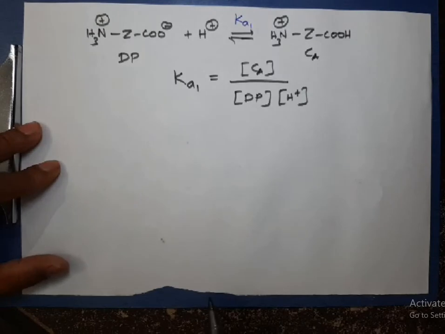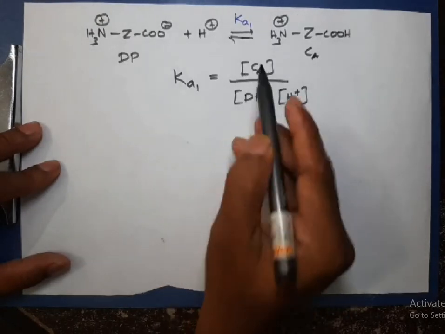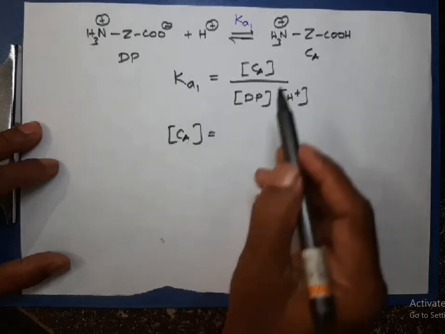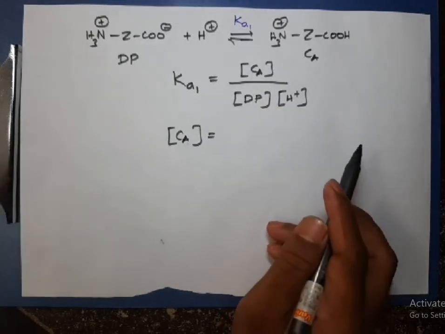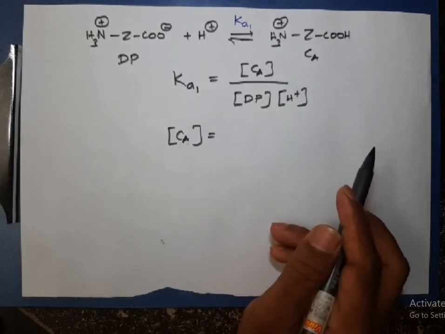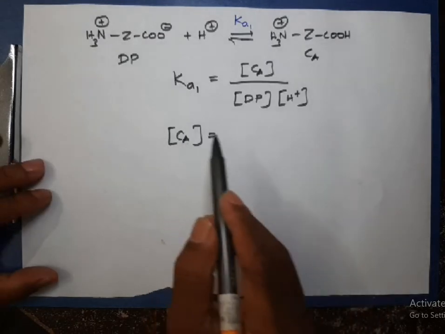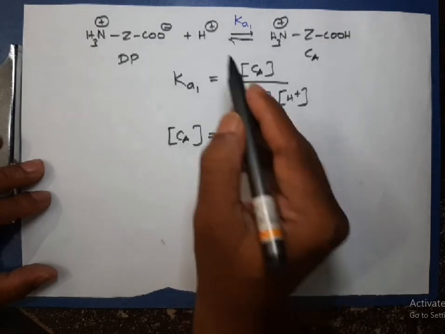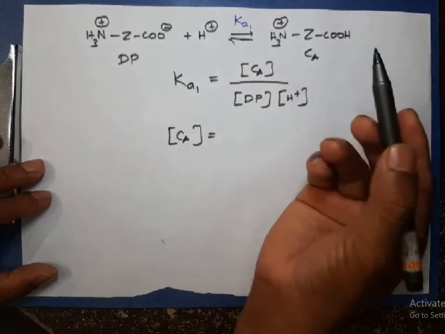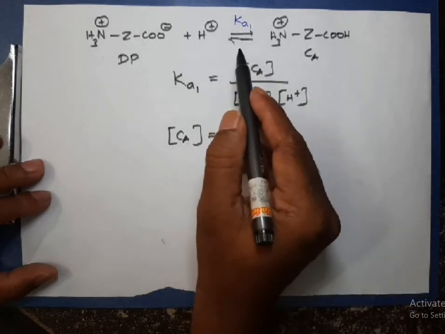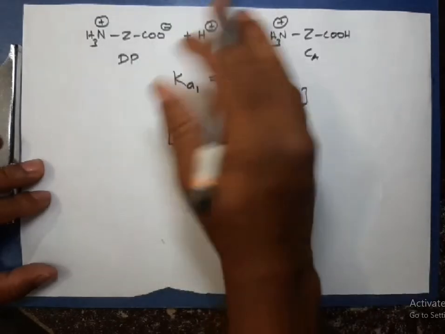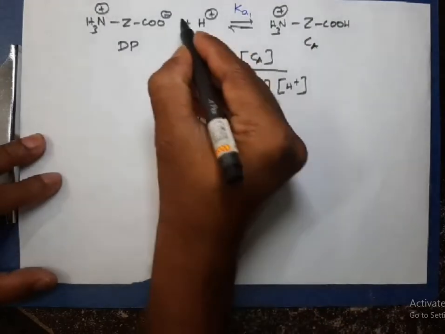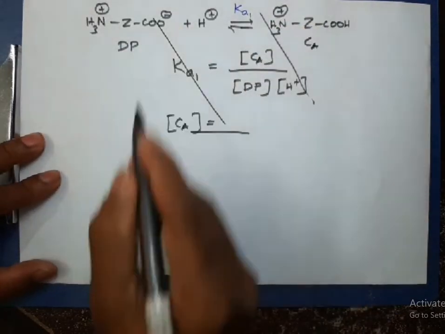Okay, now what is the concentration of Ca from this? Concentration of Ca is equal to... Actually, I have to write in a reverse manner, so that you'll get Ka1 for this acid. I'm sorry, I made a mistake. I have to write in the reverse manner.